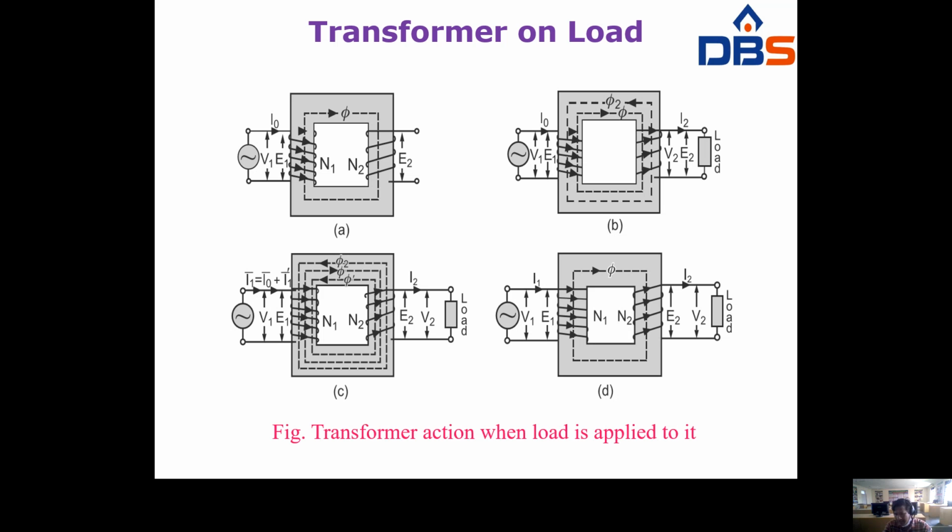What fluxes are produced and cancelled? The secondary flux, because of secondary current or load current, cancels the leakage flux, because of leakage current. Both cancel each other and the main flux remains, right?